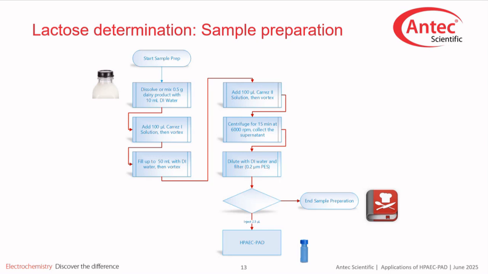Well, we take the sample, the dairy product, and dilute it in water. Then we precipitate the proteins using Carrez clarification, and along with the precipitation of the proteins, we simultaneously remove fat. The sample is then centrifuged and the supernatant is collected, diluted with water, filtered, and injected into the carbohydrate analyzer.